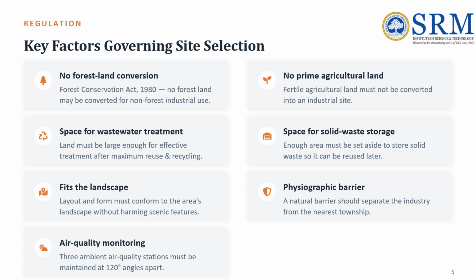Finally, industries are required to establish three ambient air quality monitoring stations around the plant. These stations continuously monitor air pollutants and ensure compliance with environmental standards. By considering all these factors during the planning stage, engineers can design chemical plants that are safe, environmentally responsible, and sustainable while ensuring long-term operational efficiency.